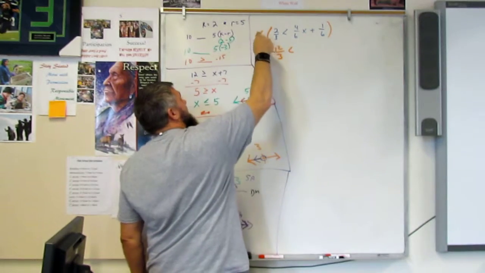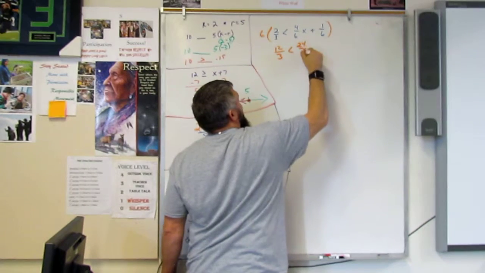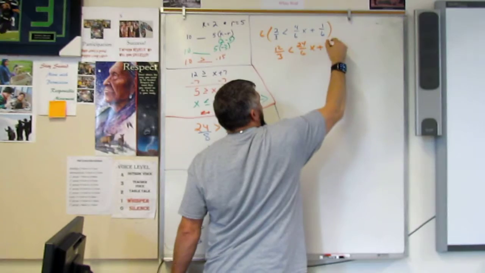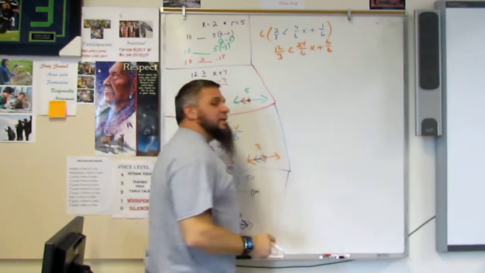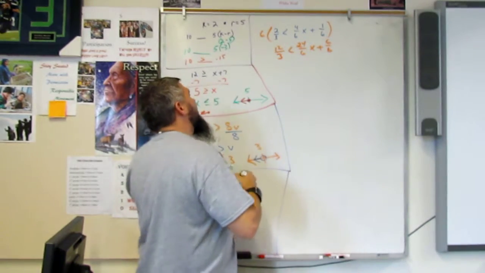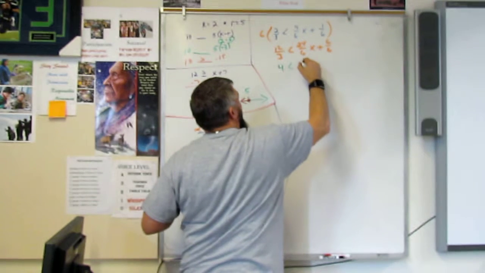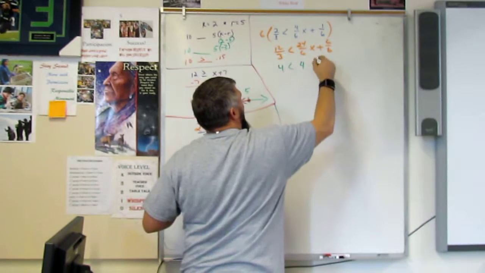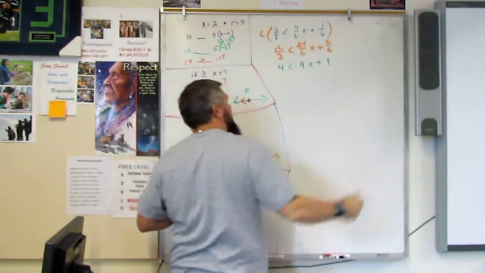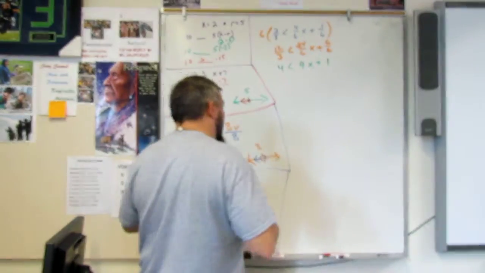This is a great way to do it. 6 times 2 is 12. 6 times 4 is 24 over 6. 6 times x. And 6 times 1 is 6 over 6. And now I can break it down, right? So now I can say 3 goes into 12 4 times. 6 goes into 24 4 times. You drop it. 6 goes into 6 once. And now it's right back to our regular problem, right?